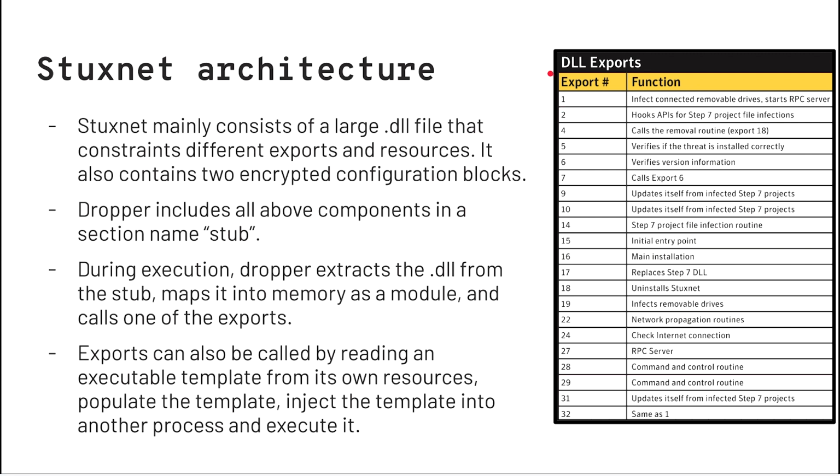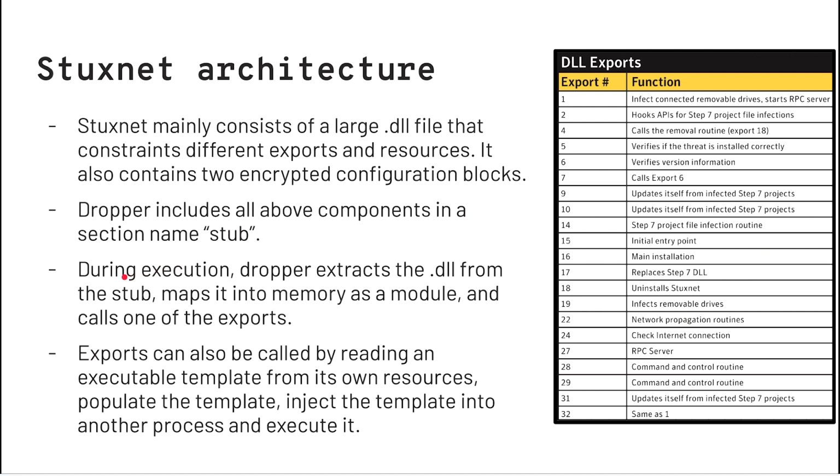The DLL file will have different exports, and those will be different functions doing different things, and the resources, which will be data, other files for example, that will be dropped by Stuxnet during the infection and loading process. It also contains two encrypted configuration blocks, and we'll see in a few slides what a configuration block is. So the dropper of Stuxnet would include all above components in a section named stub, and this is where the STU part of Stuxnet comes from.